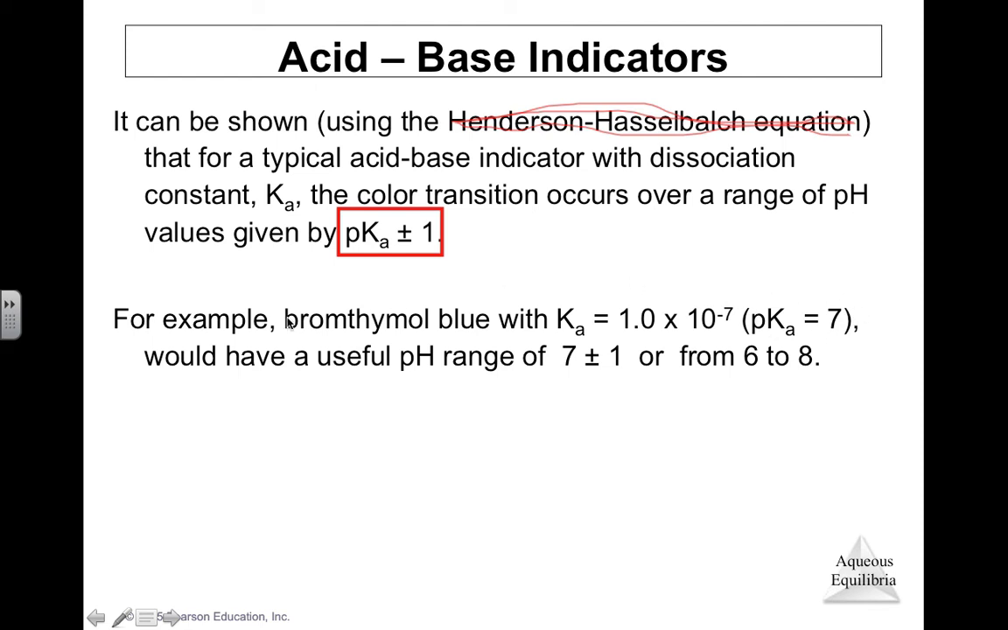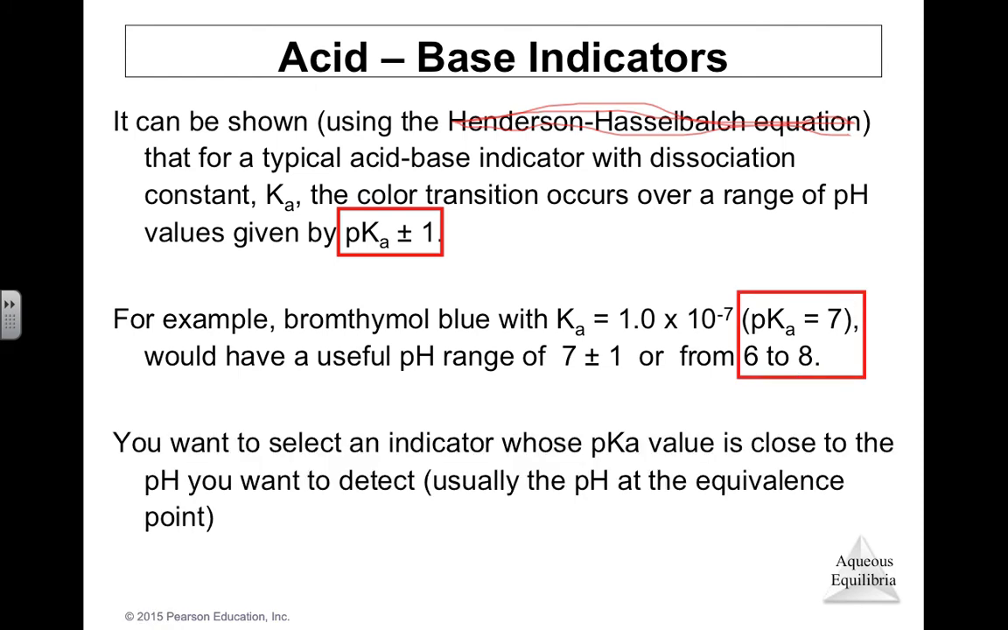Now what this is saying is that bromothymol blue would be useful in a pH range of 7 plus or minus 1, right? pKa plus or minus 1 gives us the pH range. So bromothymol blue would be useful from a pH of 6 to 8. And so what we can actually do is select the indicator by looking at the pKa. So you want to select an acid-base indicator whose pKa value is as close as possible to the pH that you want to detect. So usually it's the pH at the equivalence point.